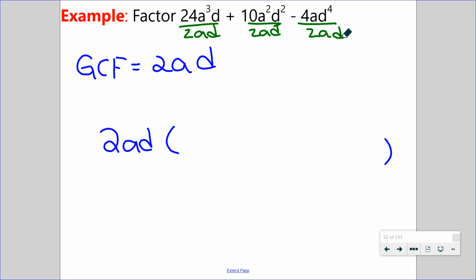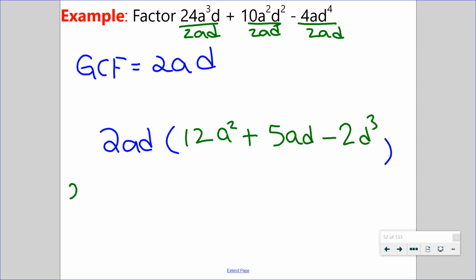24 divided by 2 is 12. a cubed divided by a is a squared. d divided by d is 1. Plus 10 divided by 2 is 5. a squared divided by a is a. d squared divided by d is d. And then minus 4 divided by 2. a divided by a cancels, and d exponent 4 divided by d is d cubed.